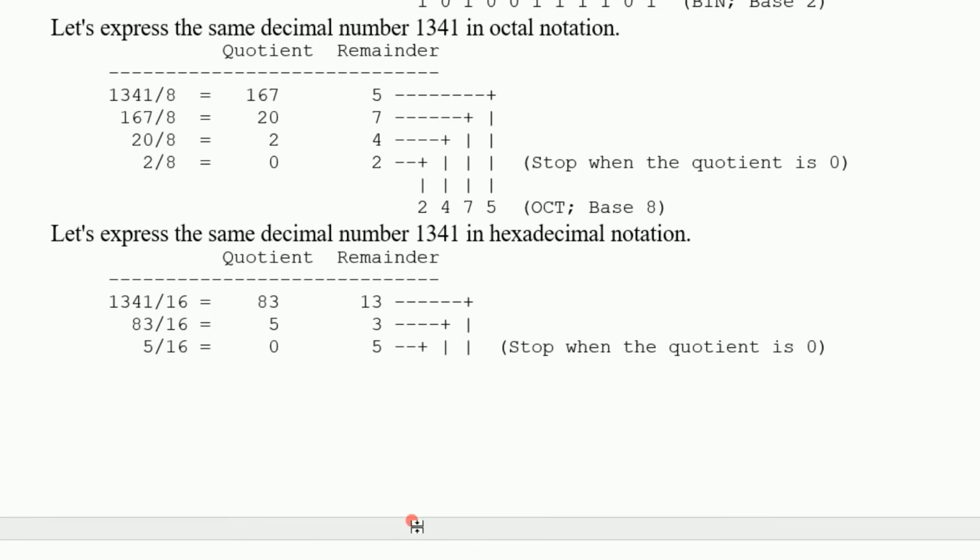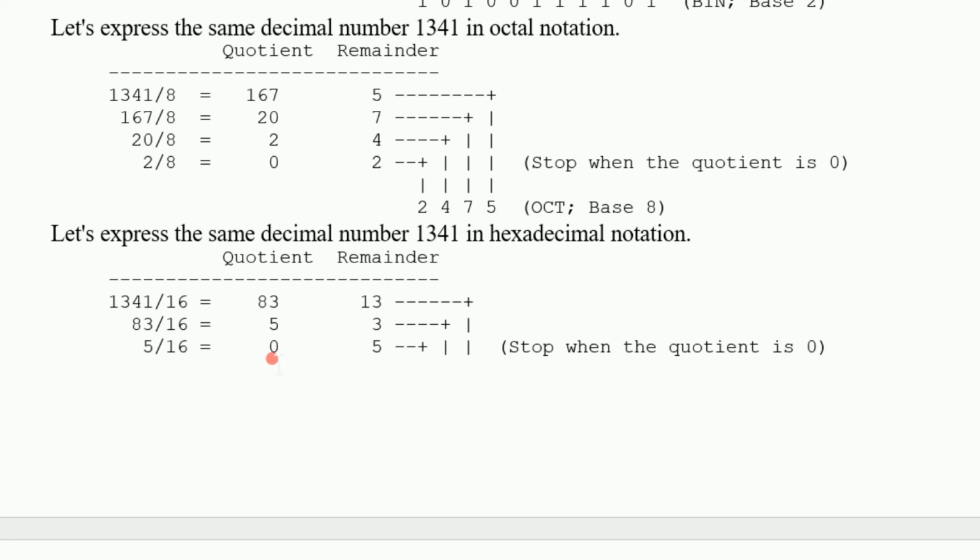In the same way, a decimal number can be converted to hexadecimal notation. Then we divide it by 16. So 1341 by 16 is 83, and 13 is the remainder. But in this one, we will not write 13. From 10 onwards, we take the alphabets in hexadecimal: A, B, C, D, E, F, in that way.